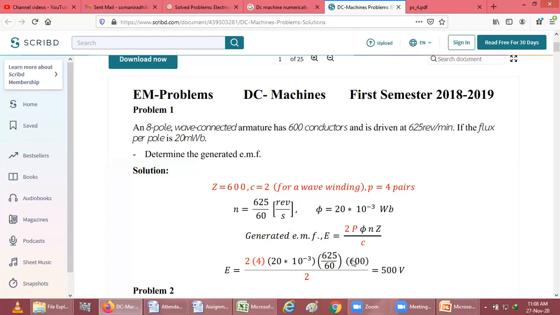If anyone has not understood how I have taken the values, you can unmute and ask.